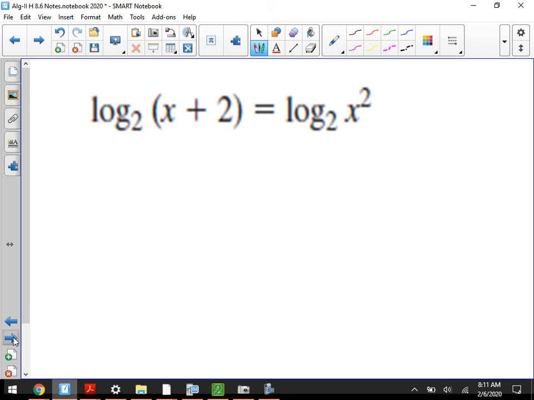Now what do I do? You do the same thing we just did. So now we get x plus 2 is x squared. What do you have to do now? Why would you square root it? That doesn't work. What do you think? No. Set it equal to 0.